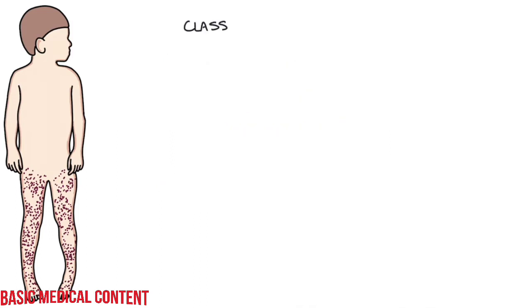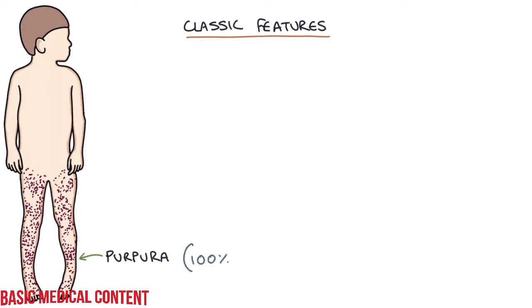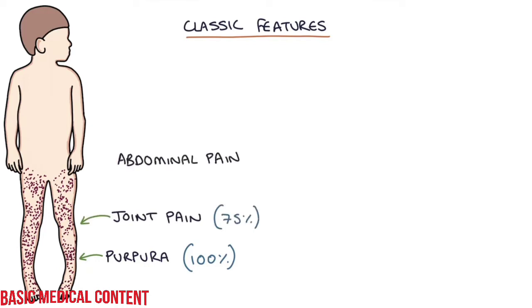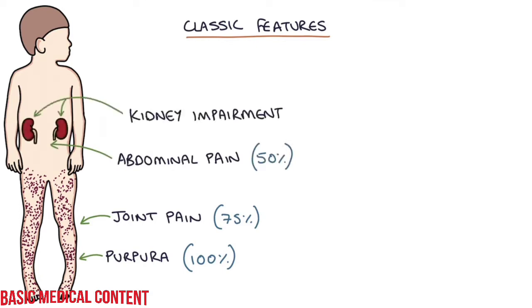The four classic features to remember are purpura, which occur in 100% of children, joint pain, which occurs in 75% of children, abdominal pain, which occurs in 50% of children, and kidney impairment, which occurs in 50% of children who have the condition.